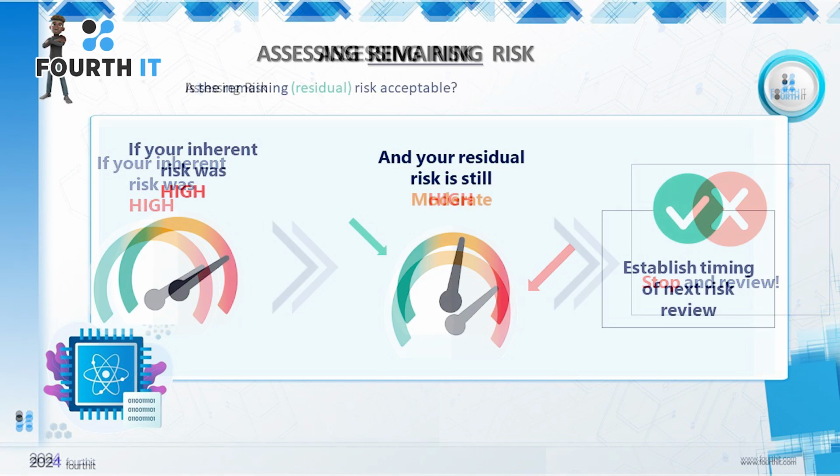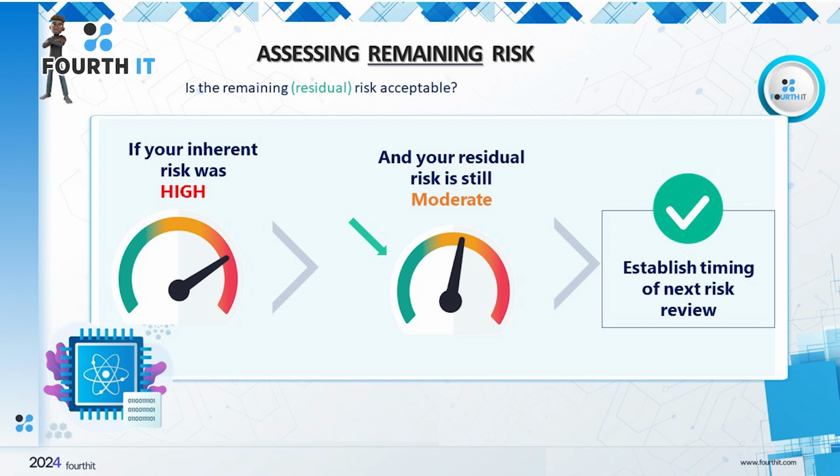Now, when your inherent risk is high and your residual risk is moderate or even low, then you need to establish timelines on when the next risk assessment is supposed to be done. That is what you need to know: when your next risk assessment is going to be done, and when your residual risk is supposed to come into play. I hope this makes sense to you.